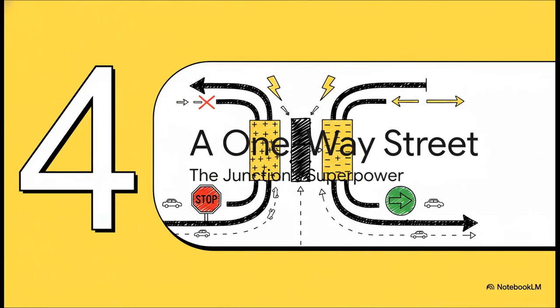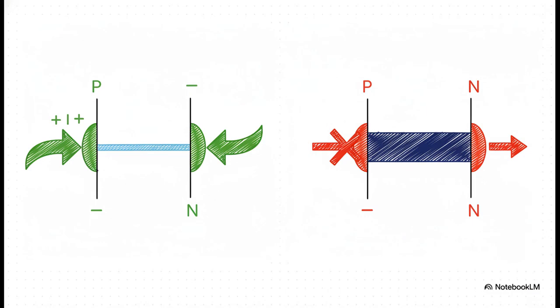And this little wall, this is what gives the p-n junction its superpower. A superpower that has pretty much defined the last 70 years of technology. It turns the flow of electricity into a one-way street. So here's how it works. If you apply a voltage in one direction, what we call forward bias, it pushes the electrons and holes towards each other. This shrinks that wall and lets the current flow right through. But if you apply the voltage in the opposite direction, reverse bias, it pulls the electrons and holes away from the junction. This makes that wall even bigger and stronger, and it blocks the current completely.